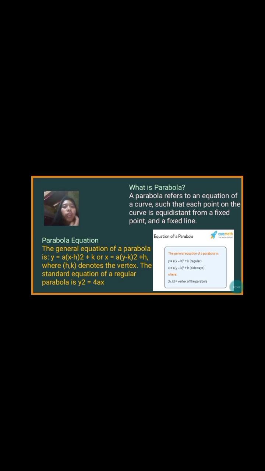Now, the parabola equation. The general equation of a parabola is y is equal to a times the quantity of x minus h squared plus k, or x is equal to a times the quantity of y minus k squared plus h, where h and k denote the vertex. The standard equation of a regular parabola is y squared is equal to 4x. As you can see, there's a picture down below this video, so you can screenshot it.